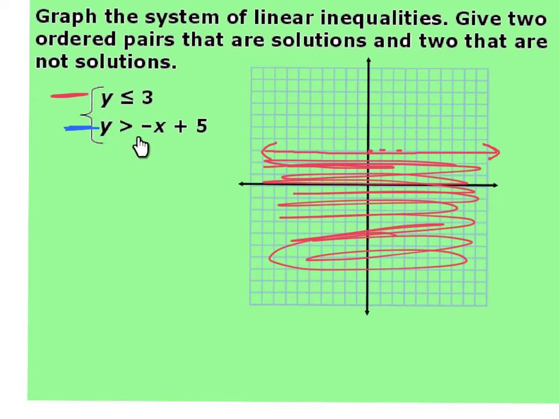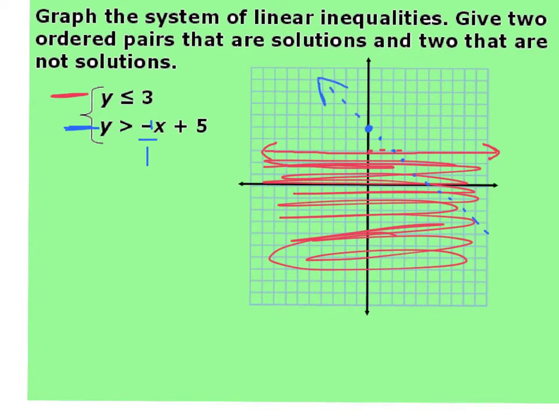Now I need to graph this line. Well, it's set up in slope-intercept form, so I'm going to start at 5. And I'm going to apply the slope, -1. So down 1, right 1. So I'm going to go from my 5. I'm going to go down 1, right 1, down 1, right 1, down 1, right 1. And I look up before I join this, and I see that it is greater than, not equal to. So it is a dotted line. It's going to be a dotted line.